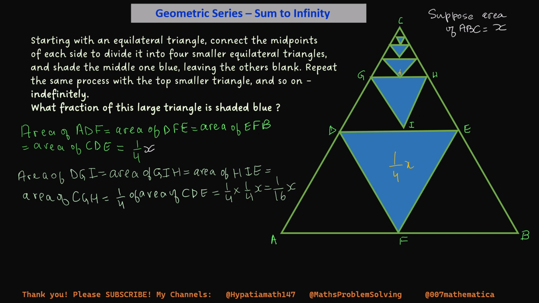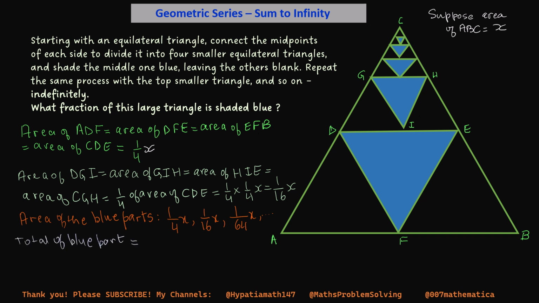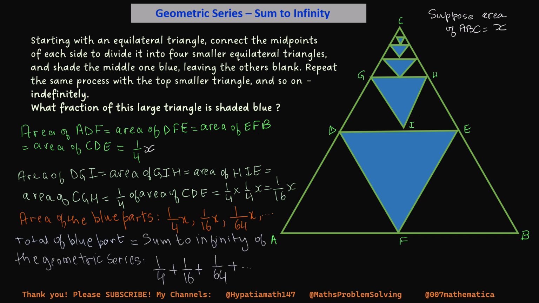So what we can do is form a series, where the area of the blue parts would be 1/4 of x plus 1/16 of x, plus 1/64, then 1/64 times 1/4, and so on. So the sum of the infinite geometric series would be the total of the blue part, and that would be 1/4 plus 1/16 plus 1/64.